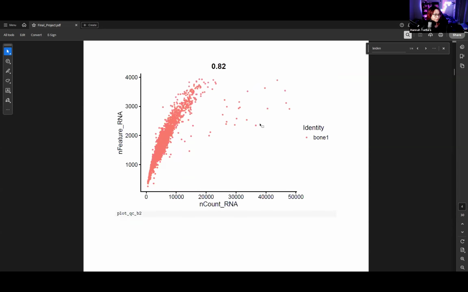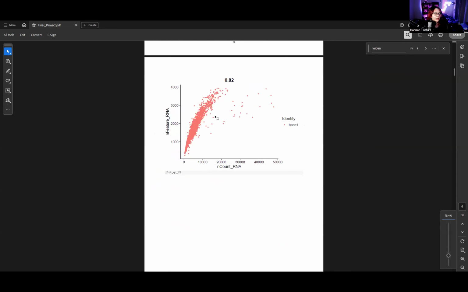And then this is honestly a little zoomed in. This is another one of the example QC plots they have, where you can see the nCount RNA as well as the nFeature RNA, and you can see which ones have way too much.